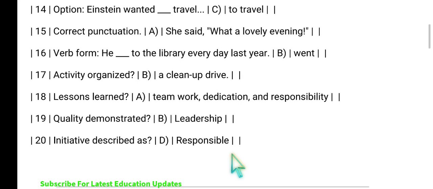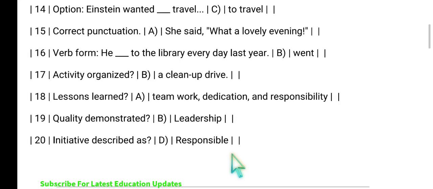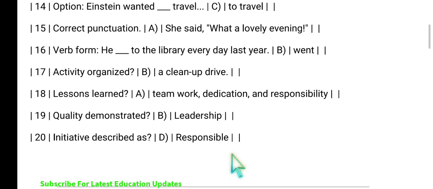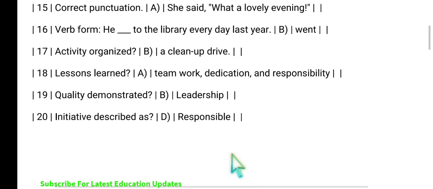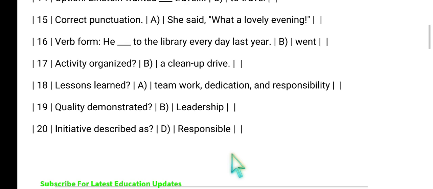20, a group of students decided to organize a cleanup drive at their local park. A passage is given, and here, which activity did the students organize at the park? The seventeenth one is a cleanup drive. Easily answerable, and the answer can be lifted from the first line of the passage. Eighteenth one. What lessons did the students learn from the cleanup drive? Teamwork, dedication, and responsibility. Nineteenth one. Which quality did the students demonstrate? Here, responsible.